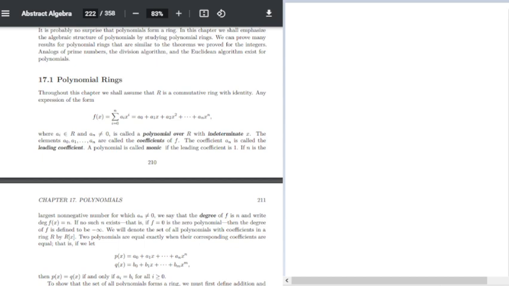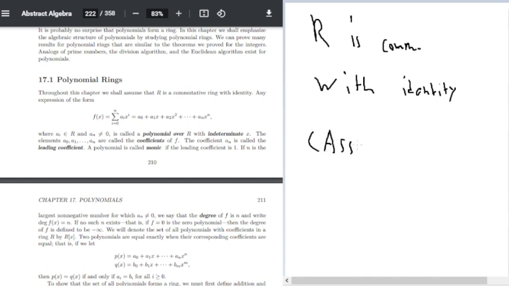17.1. Polynomial rings. Throughout this chapter, we shall assume that R is a commutative ring with identity. So, R is commutative with identity. So we're just assuming that. Alright. I'll also write assume for chapter.